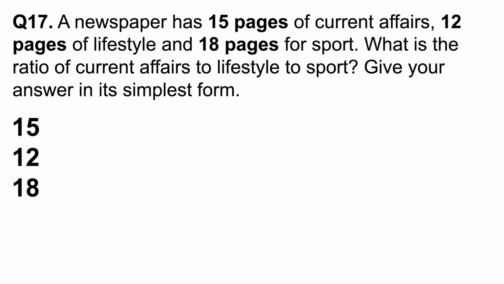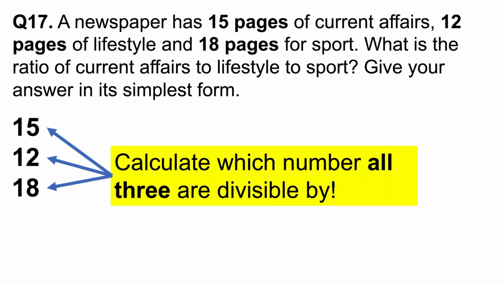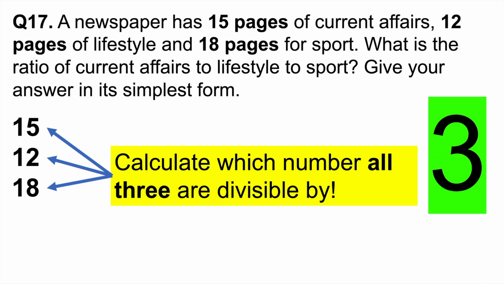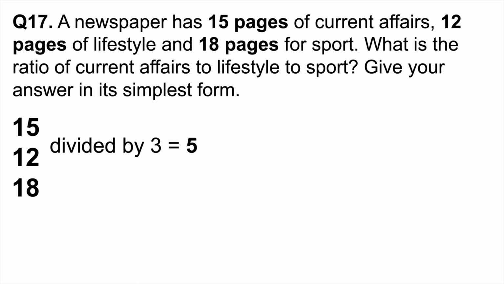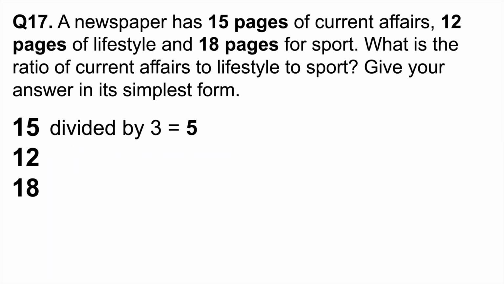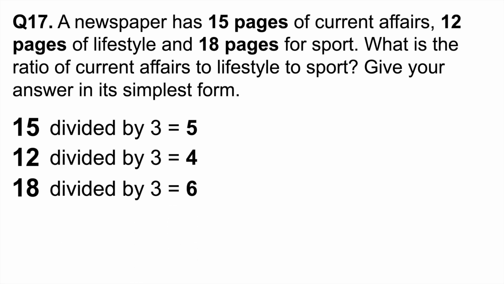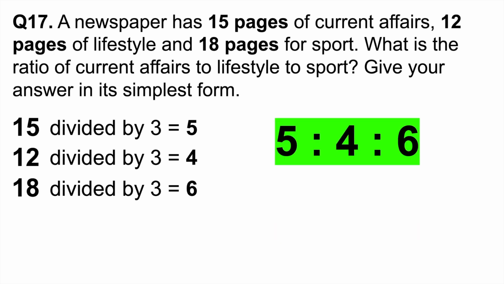So the numbers we have are 15, 12 and 18, and we have to work out the ratio of that in its simplest form. So the way to do that is to calculate which number all three of those numbers is divisible by. And that is 3. So 3 goes into 15, 3 goes into 12, and 3 goes into 18 as follows. 15 divided by 3 is 5, 12 divided by 3 is 4, and 18 divided by 3 is 6. Therefore, the ratio is 5 to 4 to 6.